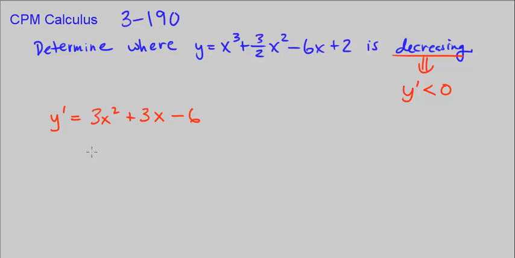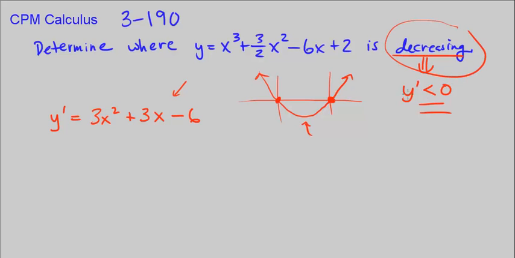Well, what else can we do? We know this function is basically a parabola. It's a quadratic, squared is the term. We know that it's going to cross the x-axis. It's going to be something like this, right? So wherever it's 0 are the endpoints. In the middle is where our function is decreasing, because y prime is less than 0. It's below the x-axis.